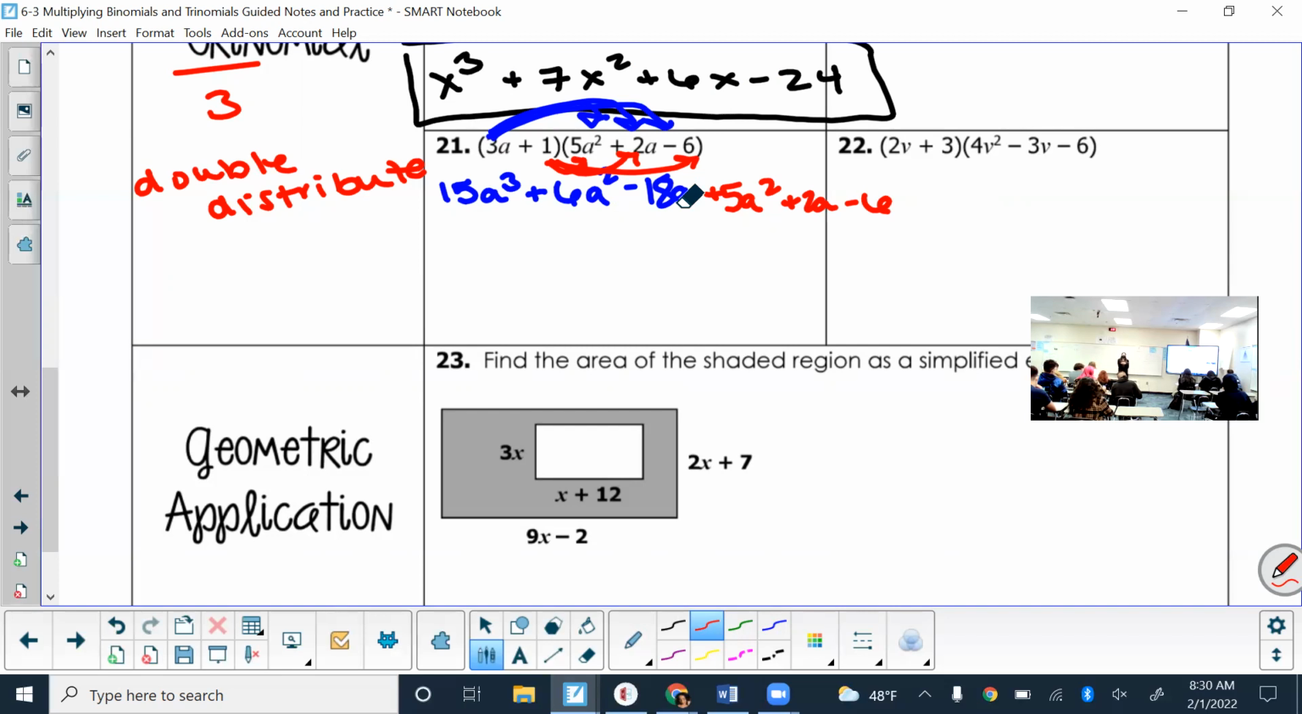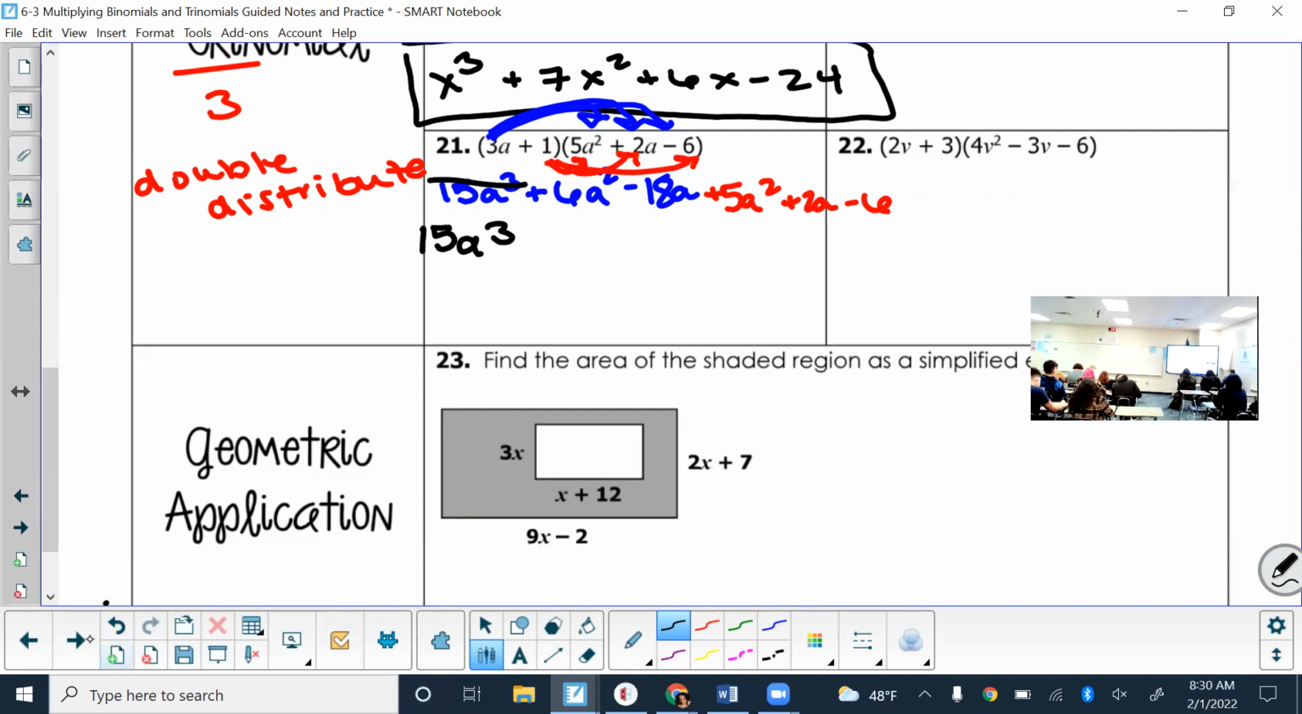So standard form is ABC order with the higher value exponent first. So which term should we write down first? 15a cubed is correct. Is there any other a cubed terms? No, but we still want to look at those first because we want our answer to pretty much be in standard form by the time that we're done.